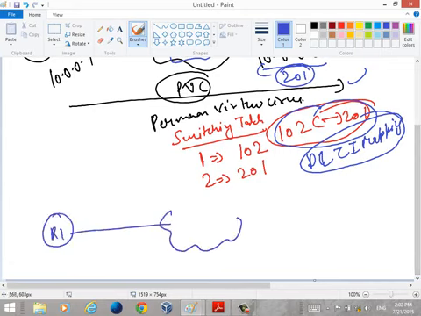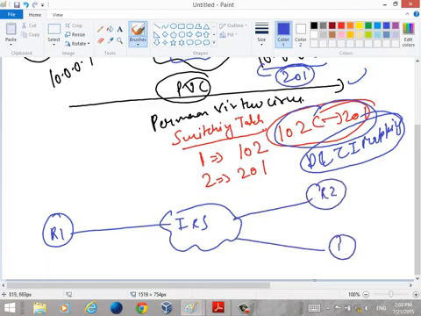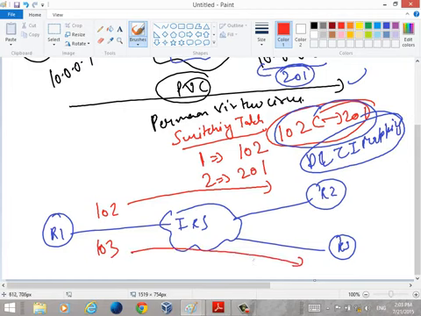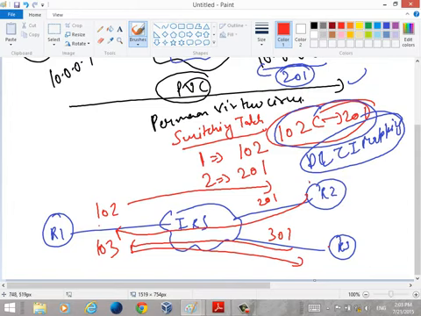R1, FRS, R2, R3. Now R1 will say I will use DLCI 102 to go to R2, and I will use DLCI 103 to go to R3. R2 will say I will use 201 to move to R1, and R3 will say I will use 301 to move to R1. How many sites are directly connected? 2: R1 to R2, R1 to R3. How many DLCIs do you need? 4. This thing is clear?